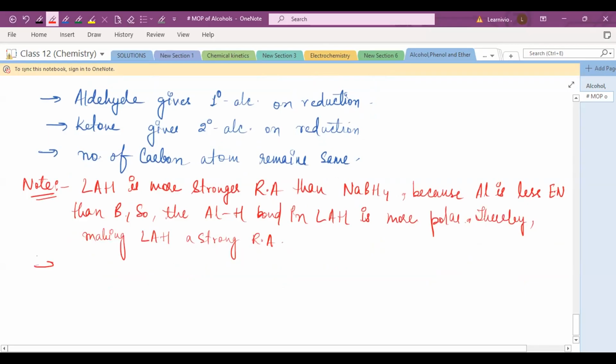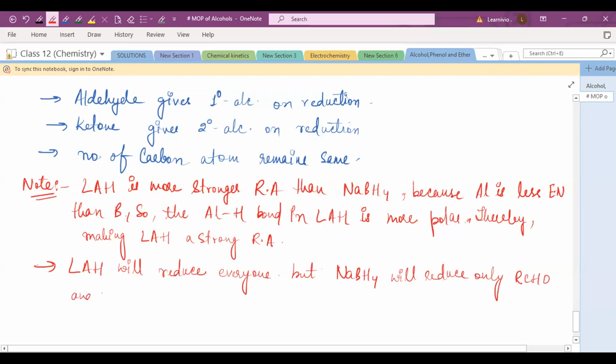One more point you can add: lithium aluminum hydride will reduce everyone, every compound you can write, but NaBH4 will reduce only RCHO aldehyde and RCOR ketone. This is your ketone.